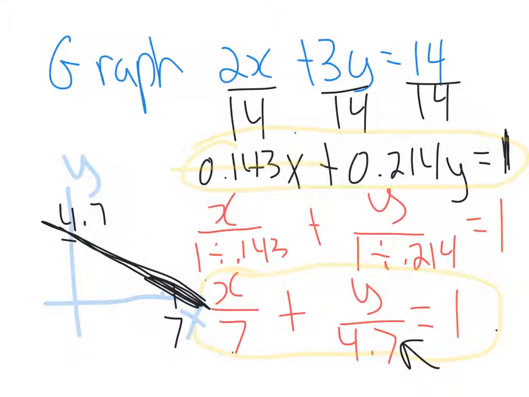And now we have to convert that to what are called unit fractions. There are different ways to do it, but we can do 1 divided by 0.143, and that gives us a unit fraction. So now we have x over 7. And in the next line, we do 1 divided by 0.214, and that gives us 4.7. And then after that, it's just a matter of graphing. So that's how you graph lines in standard form.